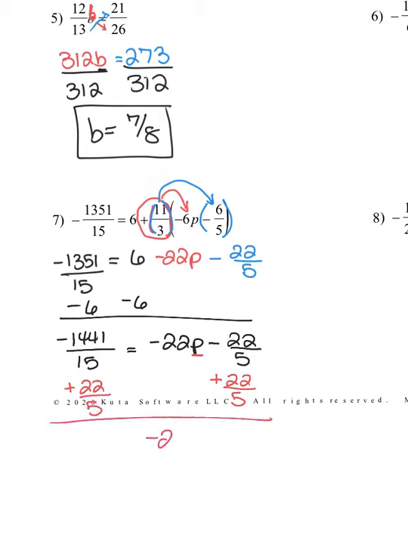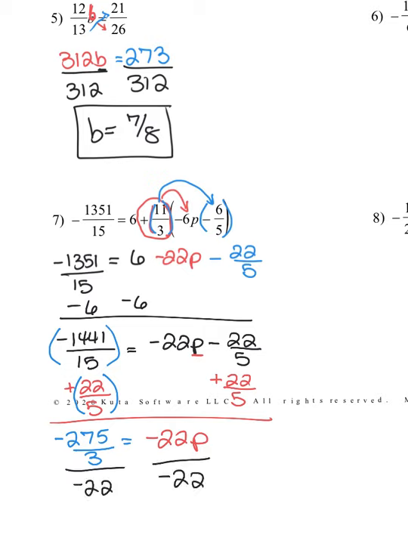Again, when I'm adding fractions in my calculator, it's a good idea to make sure that these are in parentheses and these are in parentheses. If I add that properly, I'm going to get negative 275 over 3. And then my last step, because I want the p by itself, I'm going to divide both sides by negative 22. Again, when I divide that, I want to make sure that this is in parentheses in the calculator, and I will get that p is equal to 25/6 as my final answer.